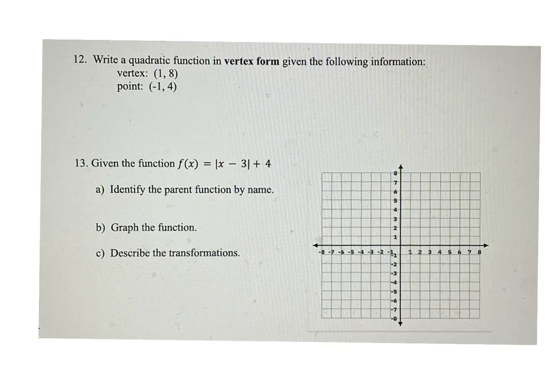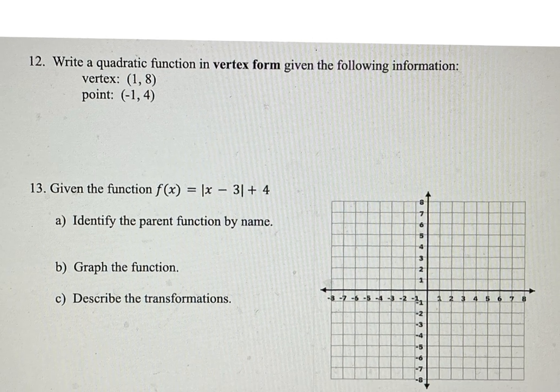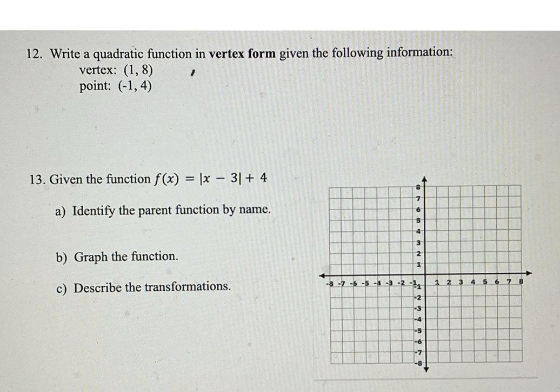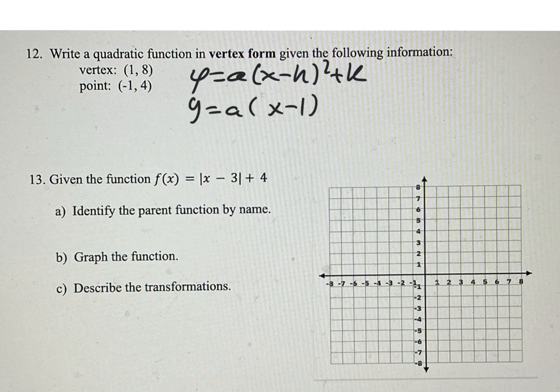Last slide, number 12. Write a quadratic function in vertex form. Guys, vertex form looks like this, in case you forgot. The vertex is (h, k), so I'm going to put that in. The vertex is (1, 8), so you do opposite inside, exactly outside. Now, your job is to find the a. You have to use that point to find the a, because I've asked you all year long, why does the graph pass through that point? Because it works. So I'm going to put the 4 in for the y, and a -1 in for the x. And I'm just going to move everything over until I get the a by itself.